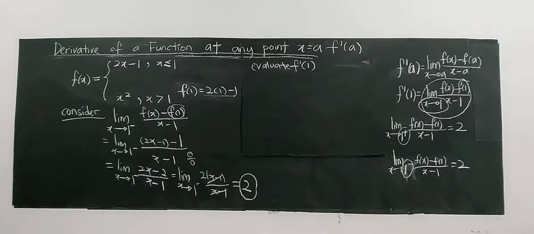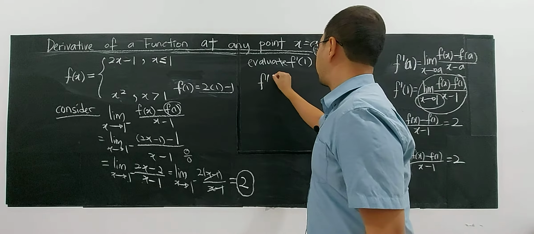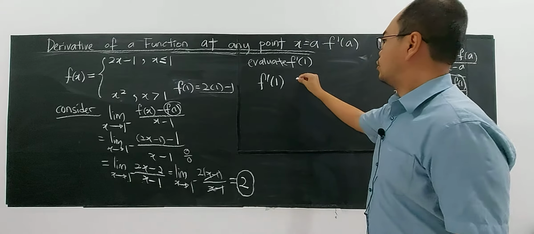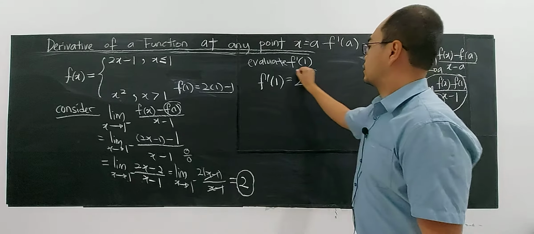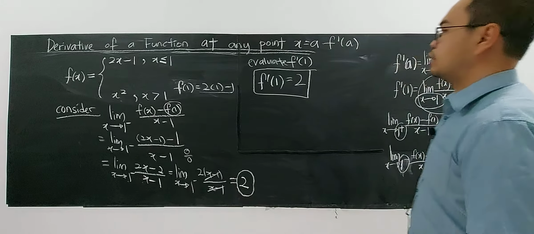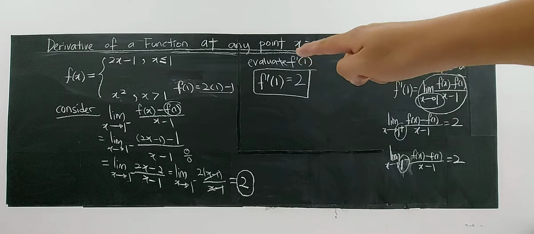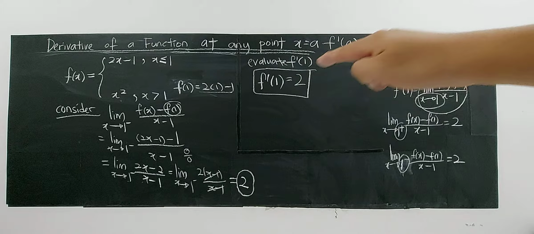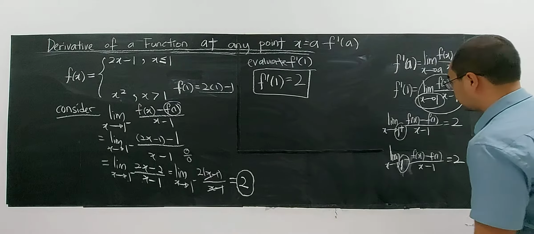So we can say that f prime 1 exists, which is the value of 2. Right? So this is how we evaluate the derivative at a point for a piecewise function here. Okay, I have not ended the video yet because I want to show you what is the meaning of differentiable here.